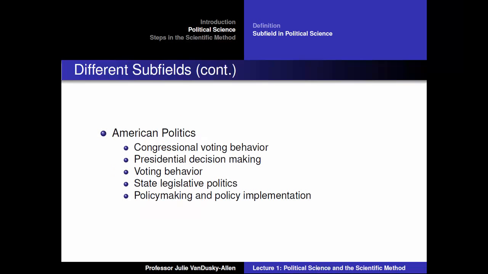And last, American politics is another subfield in political science. Americanists specifically focus on describing and explaining political outcomes in the United States. American politics includes such topics as congressional voting behavior, presidential decision-making, voting behavior among American citizens in different socioeconomic groups, variations in politics across U.S. state legislatures, and policymaking and policy implementation.